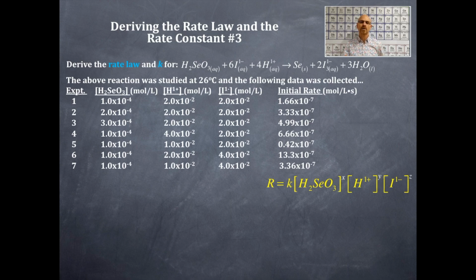I need to find the order for the hydrogen ion concentration, and that would be Y. And then the iodide ion concentration to the power of Z. And that is the order of the iodide ion concentration. I'm trying to solve for that as well.